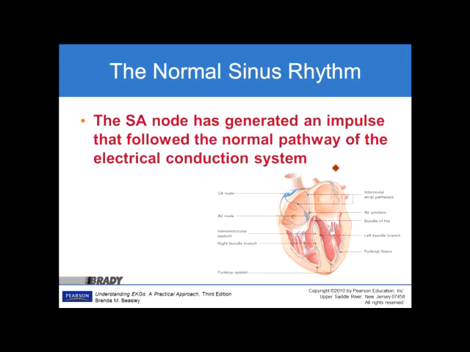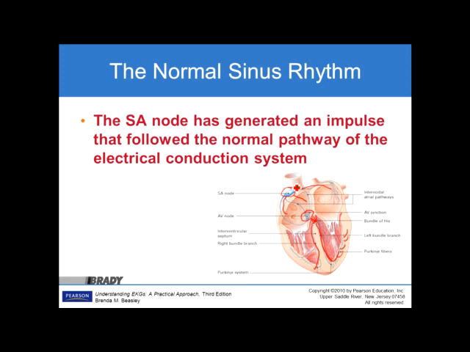The SA node has generated an impulse that followed the normal pathways of the electrical conduction system. And this is what I want to review with you one more time. SA node fires, goes into the interatrial or internodal pathways, hits the AV node, goes through the bundle of His, goes down the right or left bundle branch, and then to the Purkinje fibers, which transmit it to the muscle.